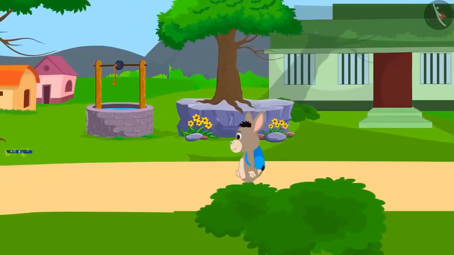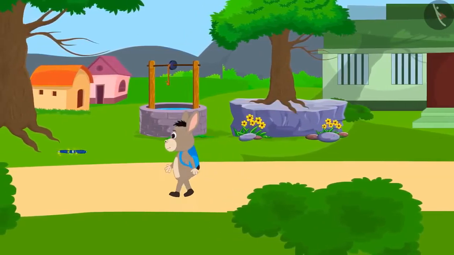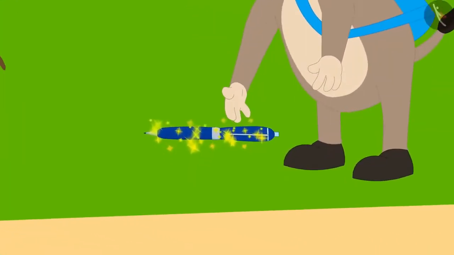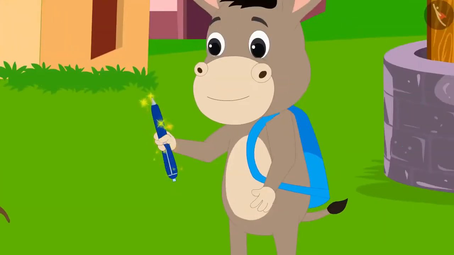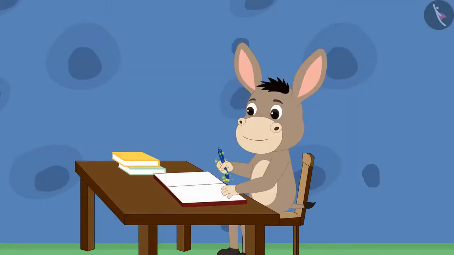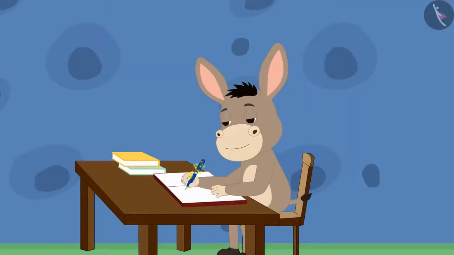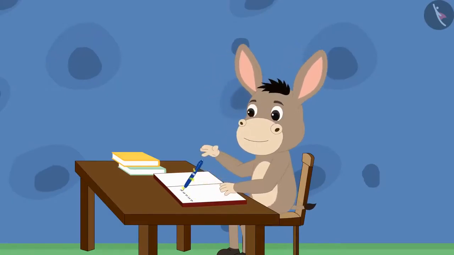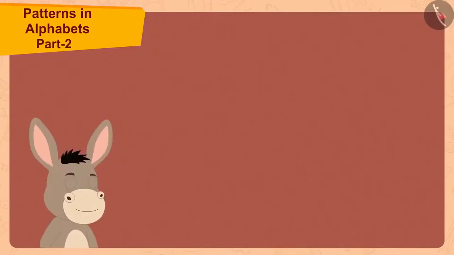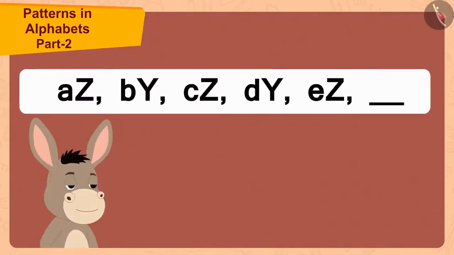Bhola is returning home from school. On the way, he saw a bright object. When he looked closer, he found such a pen. Bhola brought it home with him. When Bhola tried to write from that pen, suddenly the pen started writing automatically. Bhola noticed that the magical pen had written a pattern in such a way.